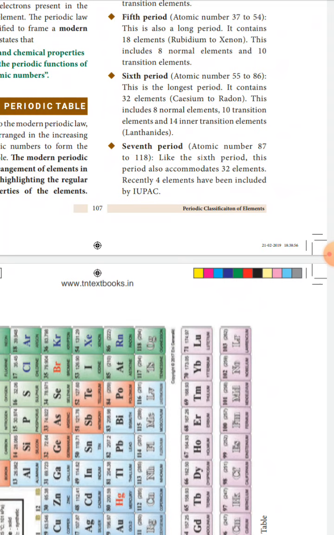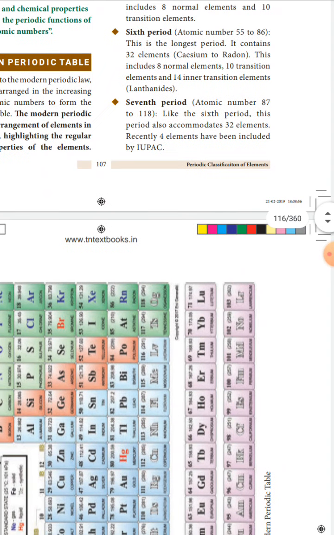Then the seventh period, atomic number 87 to 118. So this also constitutes 32 elements, like the sixth period, but the newly discovered elements are going to be included in this seventh period. So sometimes this is also called an incomplete period, because the new elements are going to be included in this period only. So nowadays it constitutes only 32 elements.